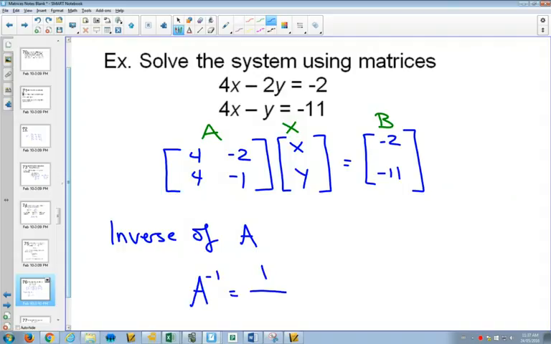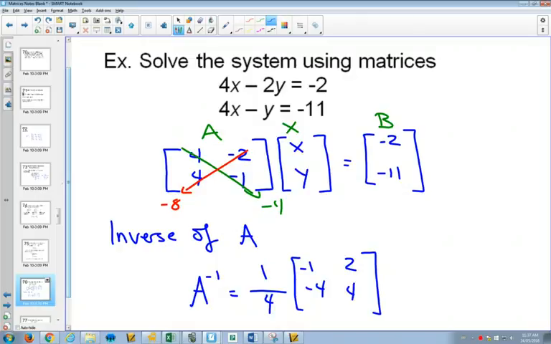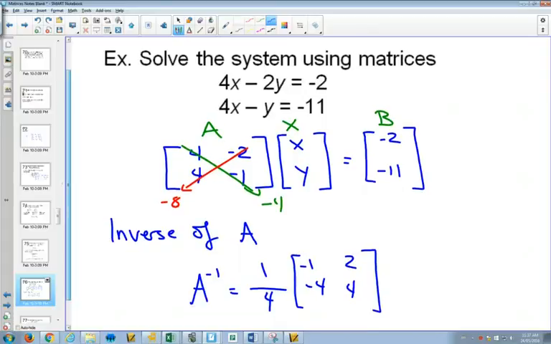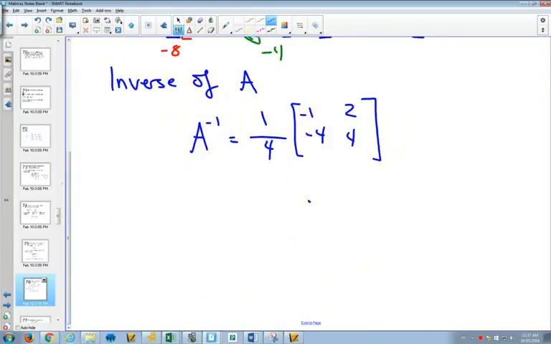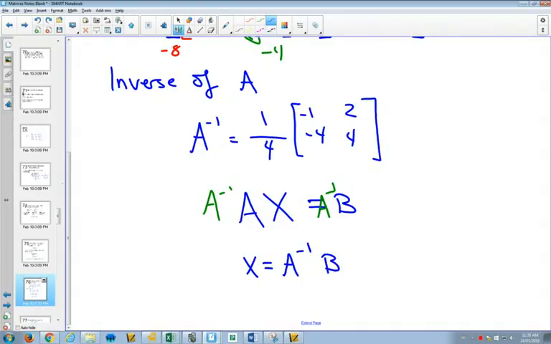So A inverse will be 1 over the determinant. If we look here at our determinant, this is negative 4. This is negative 8. Negative 4 minus a negative 8 is positive 4. So we'll get 1 over 4. Switch these two and change those to negative, and we have our inverse. Now that we have our inverse, if we have our equation, which is AX equals B, and we multiply this one in front by A inverse, then we have to multiply this one in front by A inverse, and we will get X is equal to A inverse B.